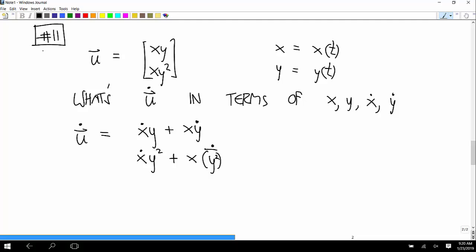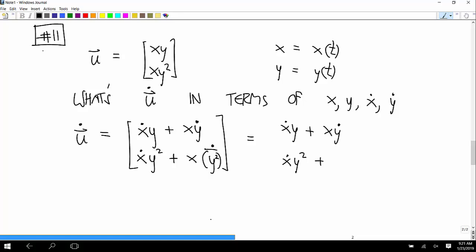And the reason I'm taking this intermediate step is that we have to remember that now we have to use the chain rule on this because this is a function inside a function. So the top is still x dot y plus x y dot. The bottom is x dot y squared plus x times, so now you can think of this as x times d y squared dy times dy dt. That's what the chain rule says.